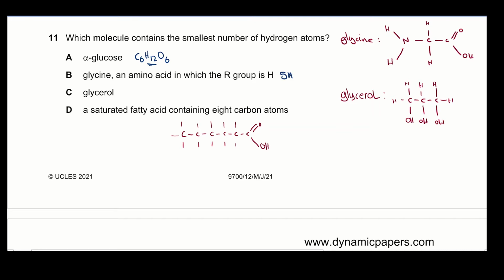C. Glycerol. We know from common sense that glycerol forms a condensation reaction with 3 fatty acids to form a triglyceride, so it must have 3 hydroxyl groups, as you see here. So it definitely has a lot of hydrogen atoms. D. A saturated fatty acid containing 8 carbon atoms, here we drew them, definitely has a lot of hydrogen atoms. Therefore, the most appropriate answer is going to be glycine, which is B.